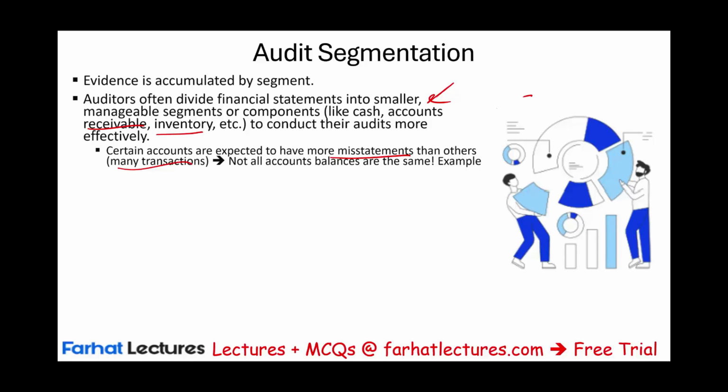So remember, not all account balances are the same. That's why we allocate different performance materiality. We'll look at an example again later. There's a risk of uniformity when you say, let's do it equally. No one does it. I'm reminding you what the risk is so you understand it.